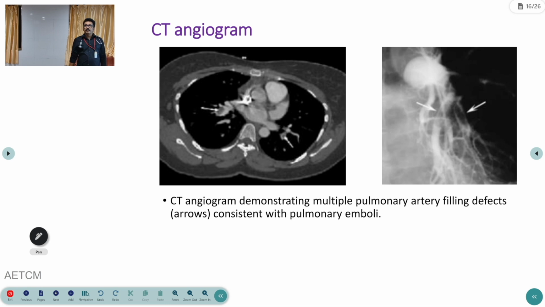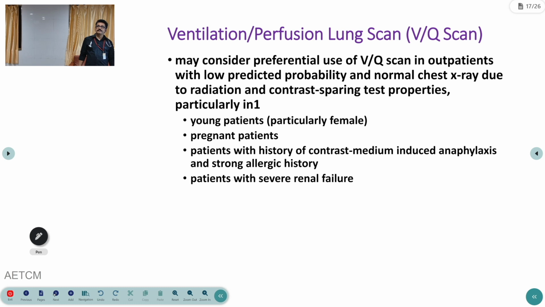Now, this is a CT pulmonary angiogram. You can see the CT angiogram showing multiple pulmonary artery filling defects. What you are seeing here is a filling defect. Here also you are seeing a filling defect. Filling defects, marked by the arrow, are consistent with pulmonary embolism. After that, the supply will be reduced.